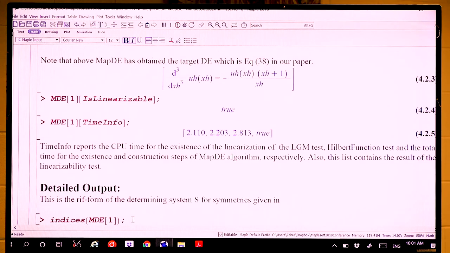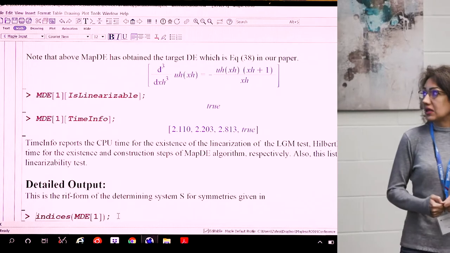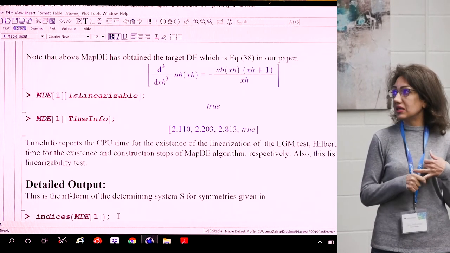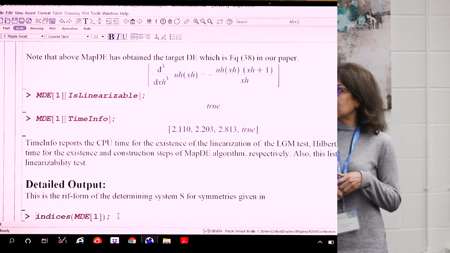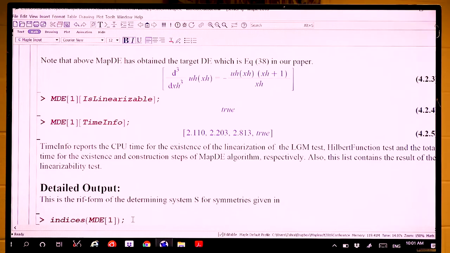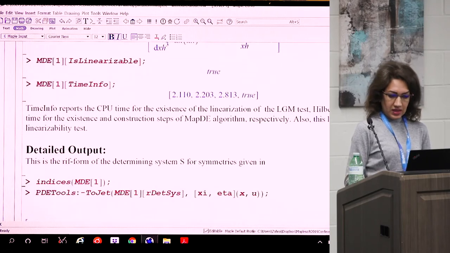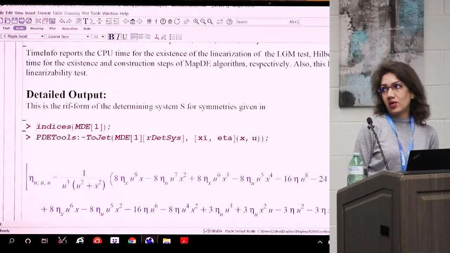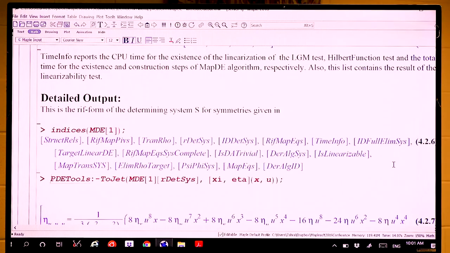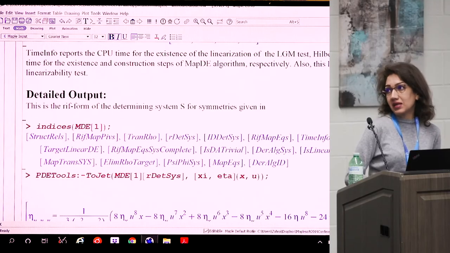What is this time? We have two tests: the linearization test, the Lakoff Gerdt and Michel test, and the other one is the Hilbert function test. This is the first one, and this is the second one, and the last time is the timing of the existence and construction of the mapping. The output of MACDE is a lot, but the reason we add all of that is because we have to show all of the steps of the computation for our referees. Paper. We will clean up that later.